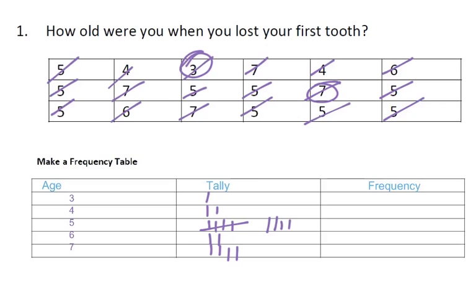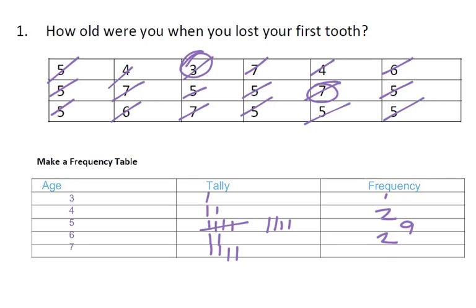Now that I have my tallies, I can write under frequency how many times that happened. I just had one tally mark for 3, so only one respondent said they were 3 when they lost their first tooth. For 4 years old, there were 2 respondents. For 5 years old, there were 5 plus 4, which is 9 respondents.